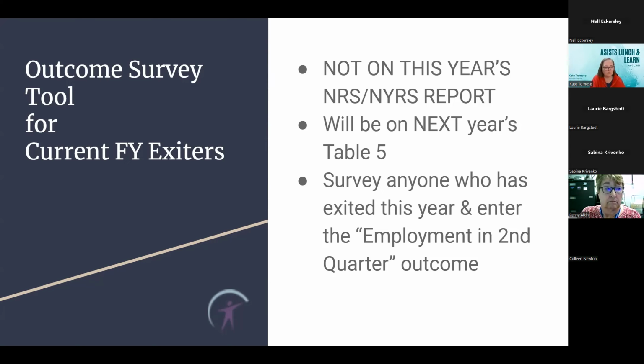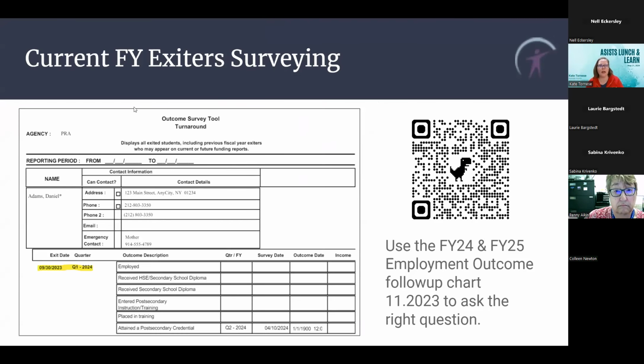And so that's going to be different for every single student. I mean, there's only 4 of them. It's not going to be that different, but it's going to be completely individual to each student based on when they exited the program. So if I'm looking at the current FY exiters for surveying, there is an outcome survey tool in our management report section that will show you students who left this fiscal year. And we can be surveying those students about their second quarter after exit employment right now.